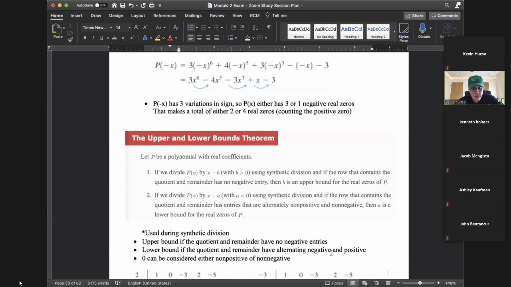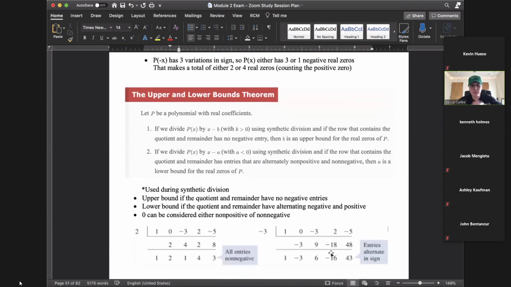The upper and lower bounds theorem. So let P be a polynomial with real coefficients.